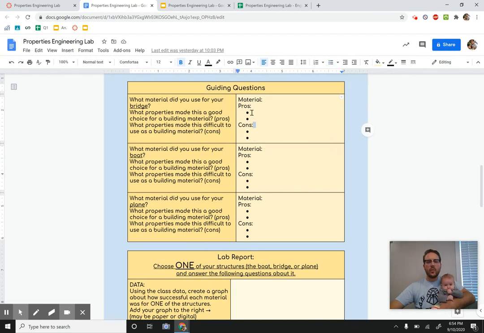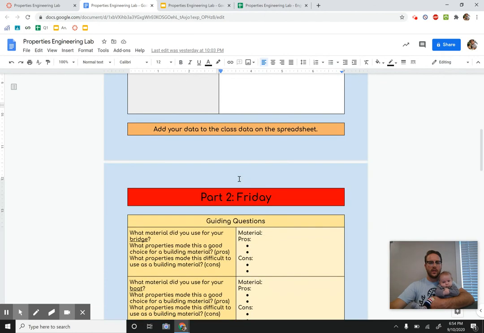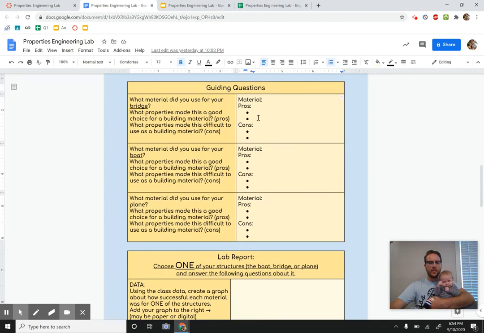So what are 2 properties? Remember, properties means characteristics that made that a good choice. And what are 2 characteristics that did not make that a good choice? And that's for what you did. So basically, you're taking what you built and had pictures of up here, and you're telling me what was good about that material and what was not good about that material. Those are the guiding questions.